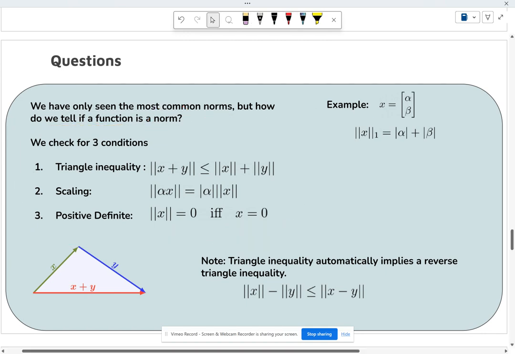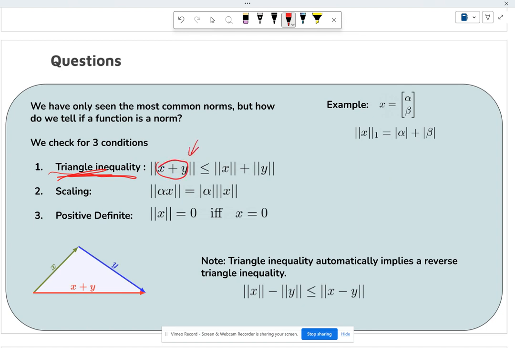Okay. So let's say we have two vectors, x and y, right? What the triangle inequality is saying is that if you were to take the summation of them and then the norm, and then compare that with the norm of individual ones, these ones should be bigger. Now, if you look at a triangle, you will see why. So this together is the hypotenuse. And you have x and y.